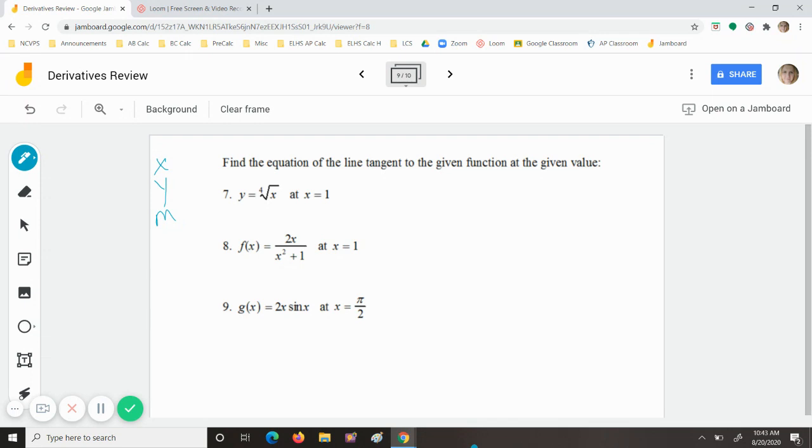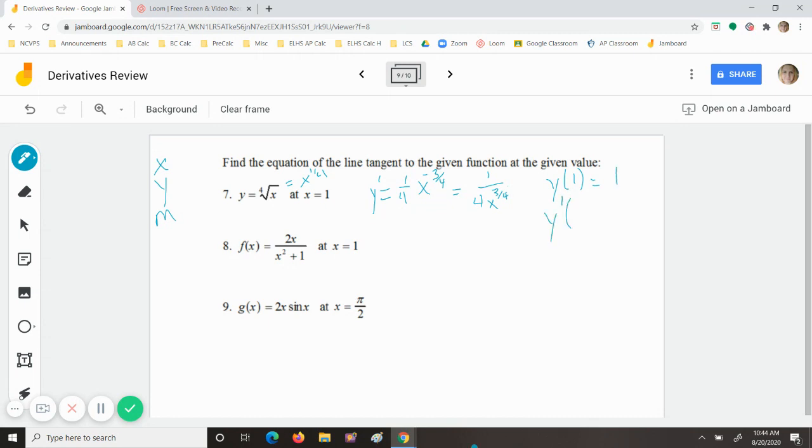So let's take a look at this first one. y is the fourth root of x, which we can rewrite as x to the 1/4. So when we take that derivative, we have 1/4 x to the negative 3/4 when we subtract, which is equivalent to 1/4 times 1 over x to the 3/4, just to make that a positive exponent. Now we already have our x-coordinate, like we said, it's x equals 1. Let's talk about finding the y-coordinate. We plug 1 into the original function. The fourth root of 1 is 1.